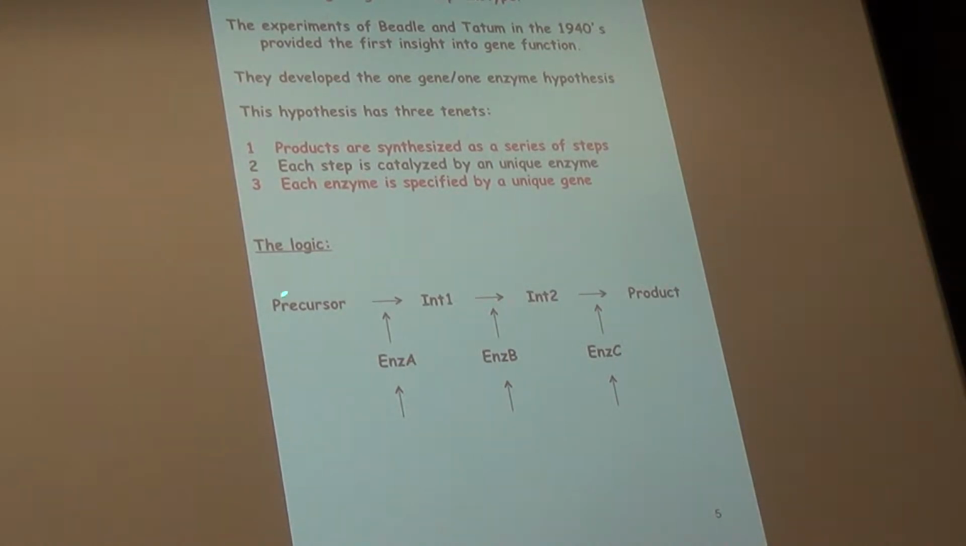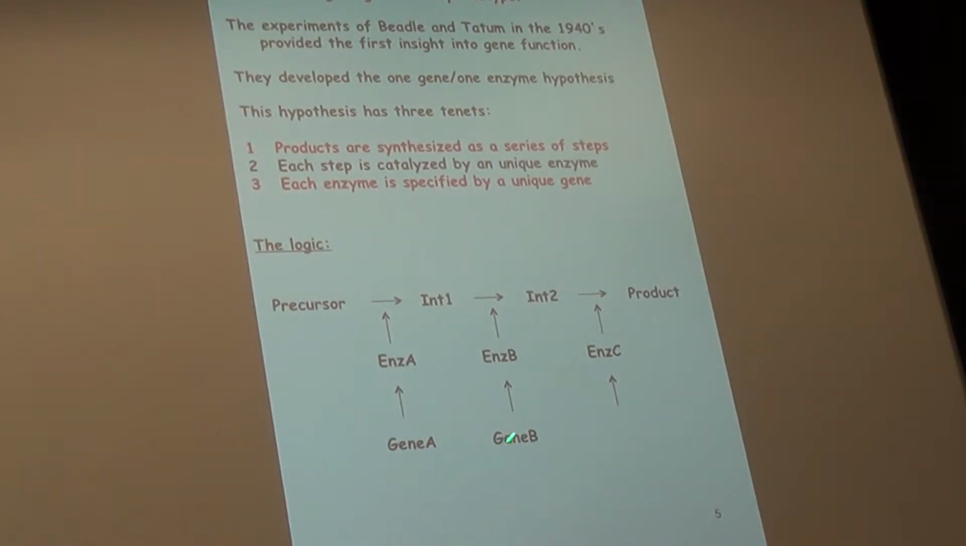Anyway, so you have 3 points. Products are synthesized in a series of steps, and each step is catalyzed by a unique enzyme. And then, each enzyme is specified by a unique gene. So there is gene A on the chromosome that will produce enzyme A, and it's enzyme A that will take precursor and convert it into intermediate 1.